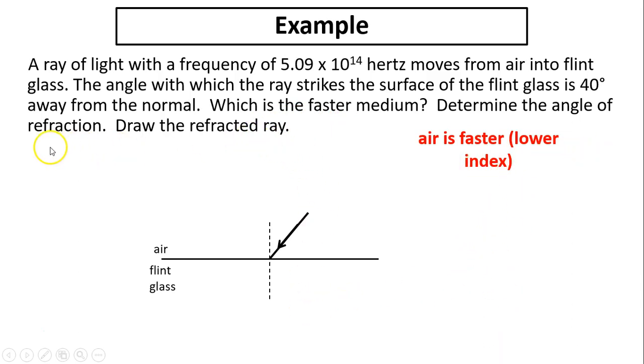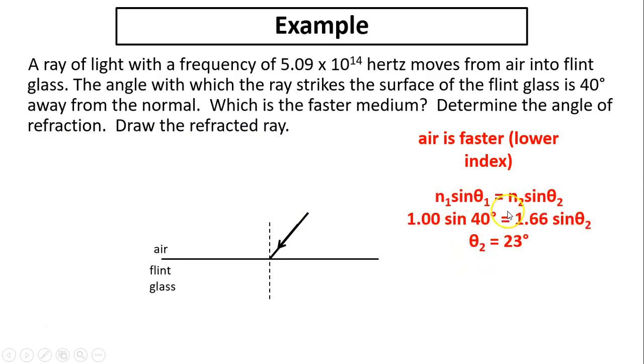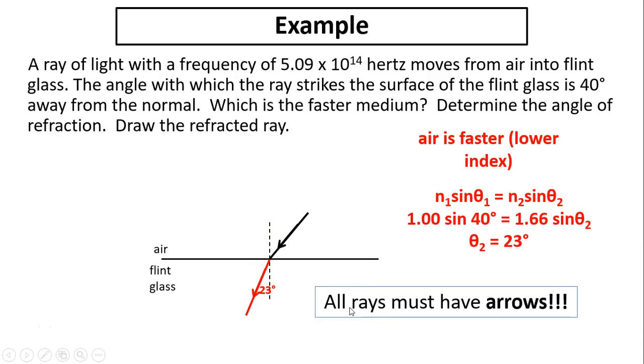How do we find the angle of refraction? Use Snell's law, 1 sine theta 1 equals N2 sine theta 2. So the top, air, is N1, and on the bottom, flint glass, is N2, so we can find theta 2 equals 23 degrees. That's the angle of refraction. Draw the refracted ray from this point and moving away. So the angle has to be 23 degrees with the normal. Remember, all rays must have arrows because that indicates the direction of wave travel.